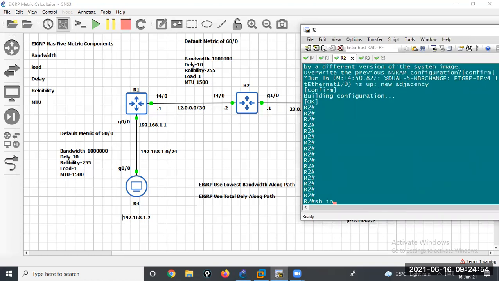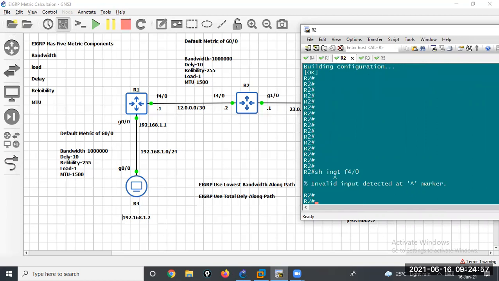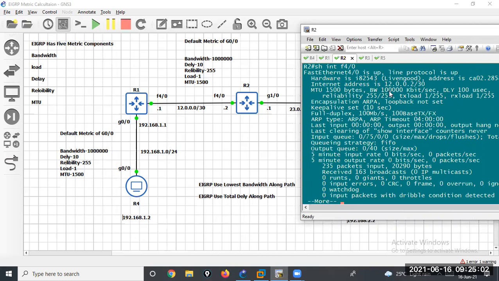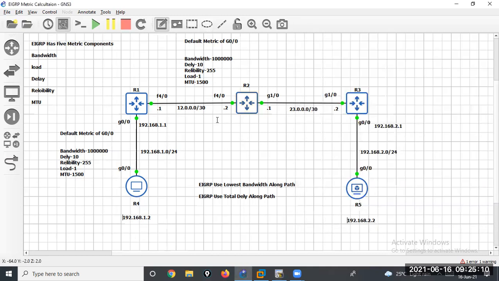So interface F4/0. The default bandwidth is 100 Mbps. Delay is 100 microseconds, right? For Fast Ethernet, default bandwidth is 100 Mbps only. Delay is 100 and reliability is 255. Load is 1 and MTU is 1500 bytes. So these are the default metrics for Fast Ethernet 0/0.